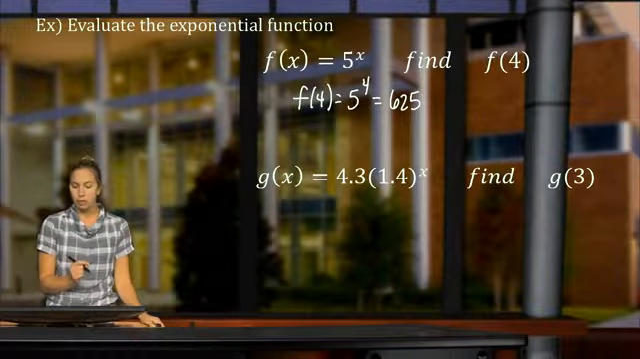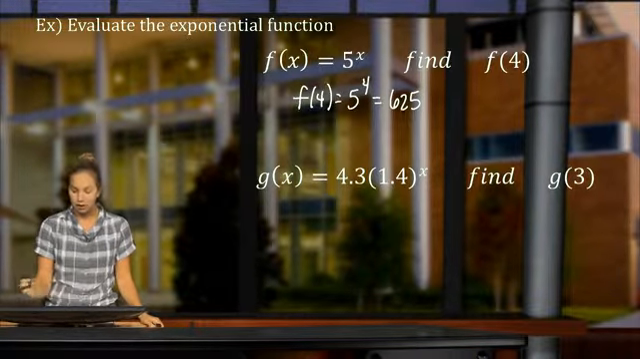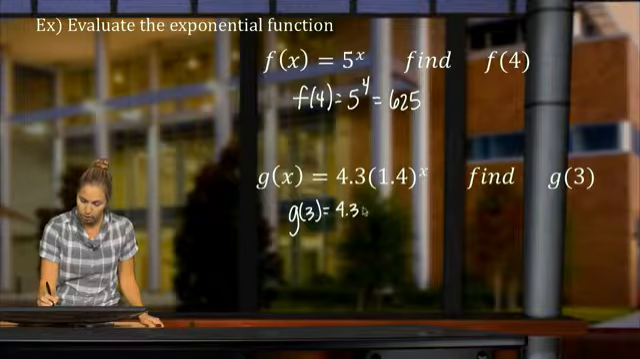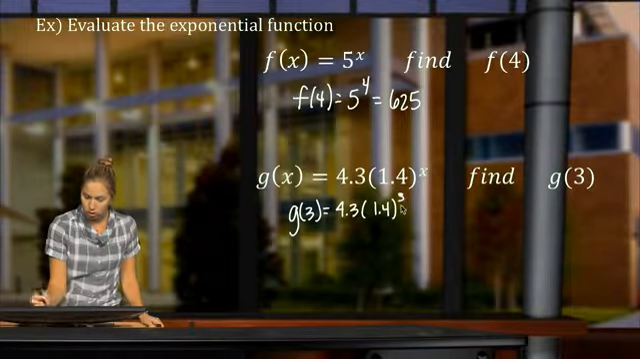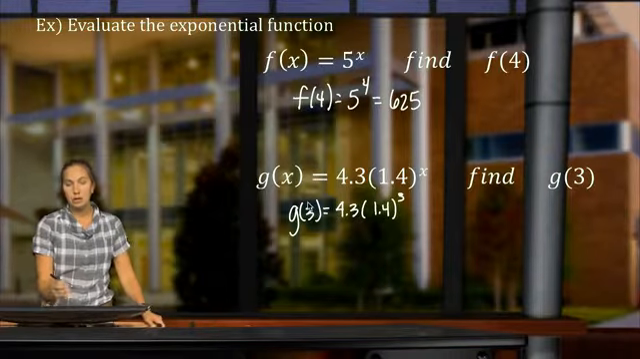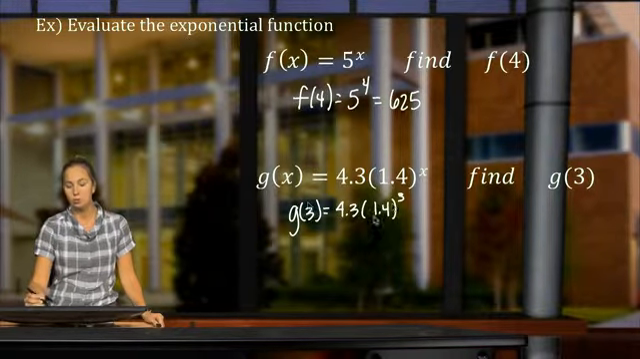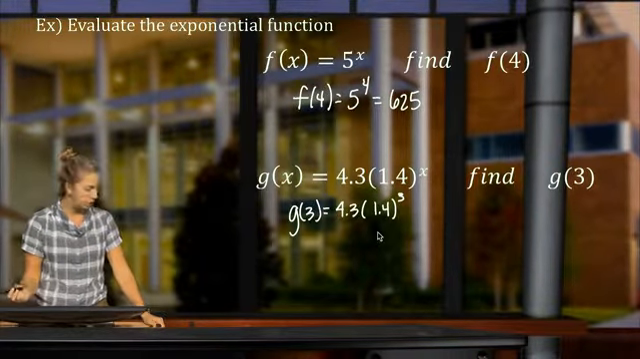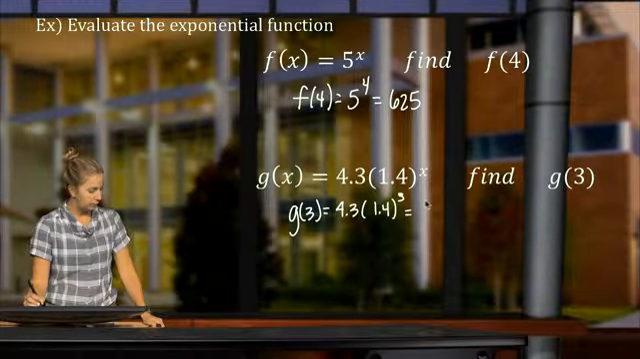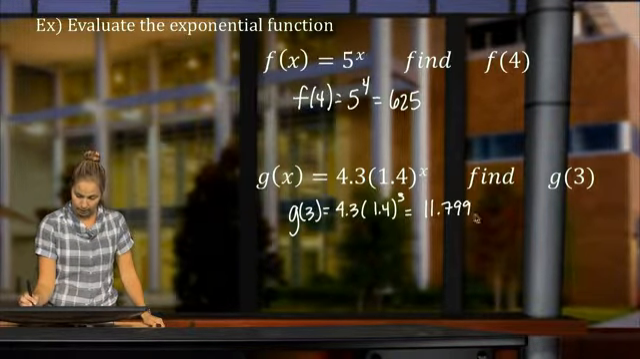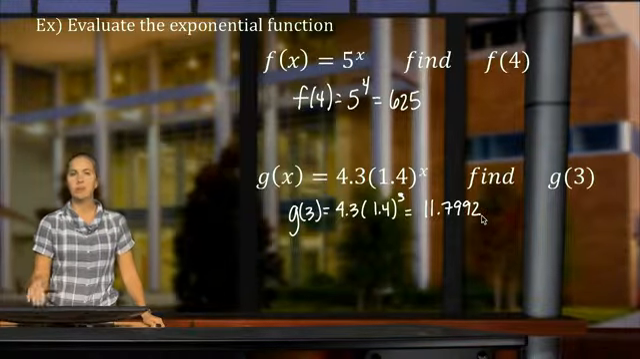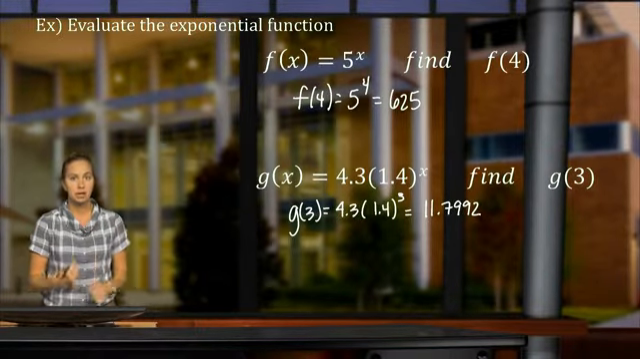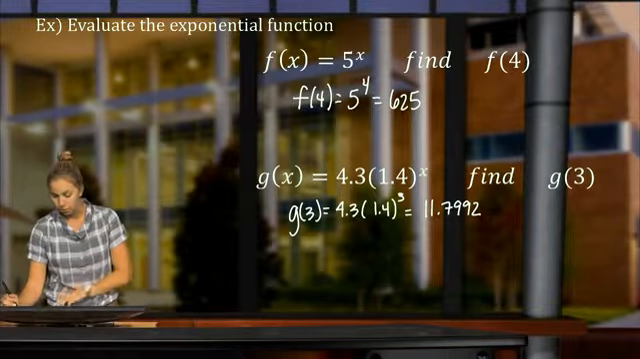G of x equals 4.3 times 1.4 to the x. Find g of 3. Again, we're just substituting in 3 for x. So we have 4.3 times 1.4 cubed. Now when we're evaluating this, if we want to take it step by step, remember that you have to do 1.4 cubed first. In our order of operations, exponents come before multiplication. But when we evaluate this, we get 11.7992. Again, if you're having trouble evaluating this on your calculator at home, bring it into class and I can show you how to type it in based on your individual calculator.